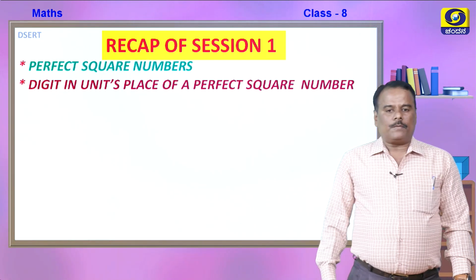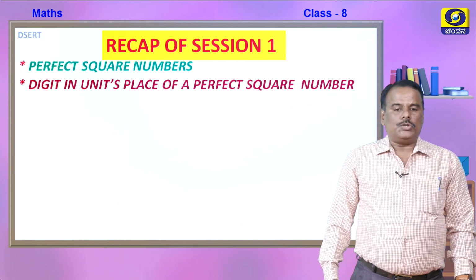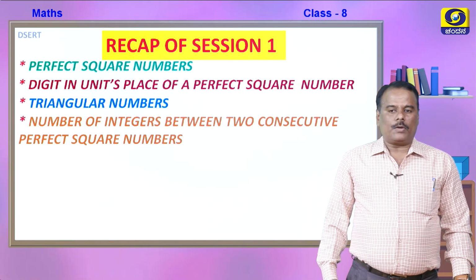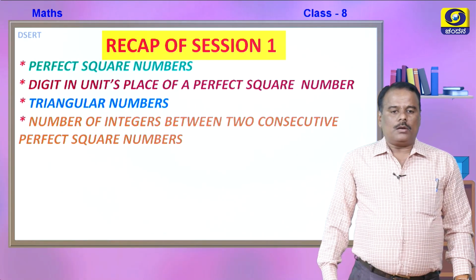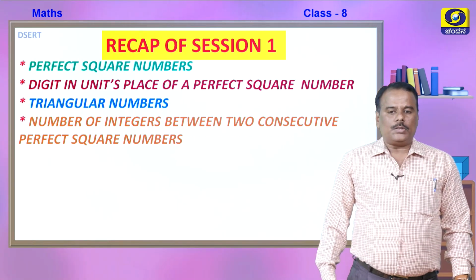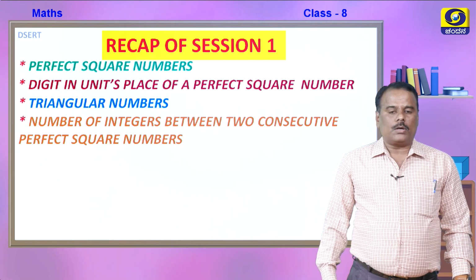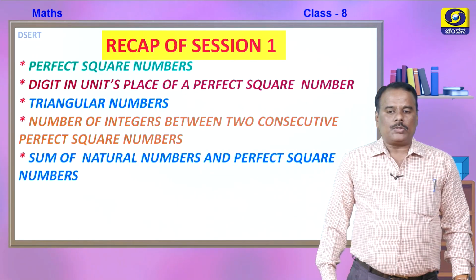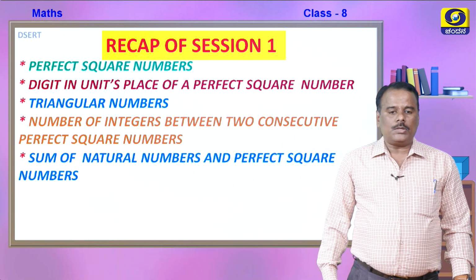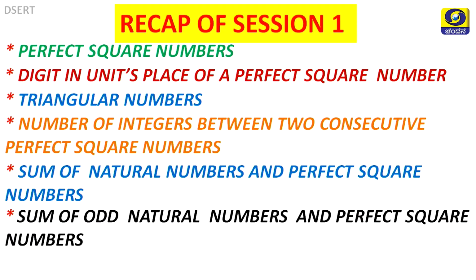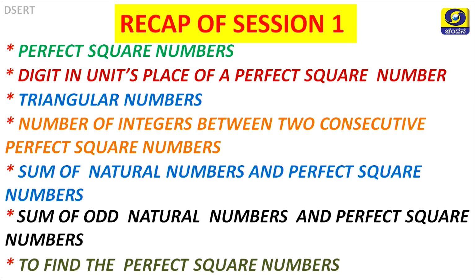We learnt about perfect square numbers, digit in units place of a perfect square number, triangular numbers, number of integers between two consecutive perfect square numbers, sum of natural numbers and perfect square numbers, sum of odd natural numbers and perfect square numbers, and how to find the perfect square numbers for a given natural number.